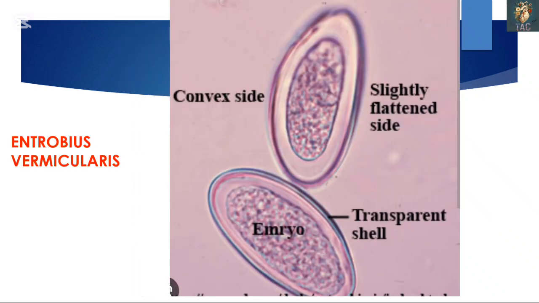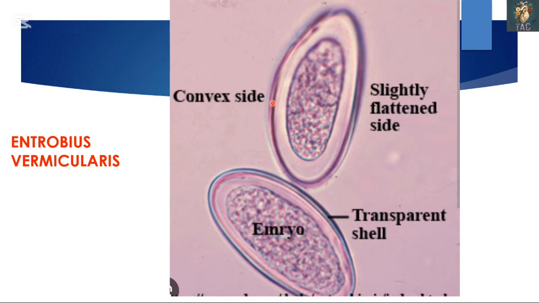Now have a look on this slide. We have eggs of Enterobius vermicularis over here. They have a very special appearance which is important for lab diagnosis. They are asymmetrical. You can see one side is slightly flattened and the other one is convex, similar to the alphabet D.